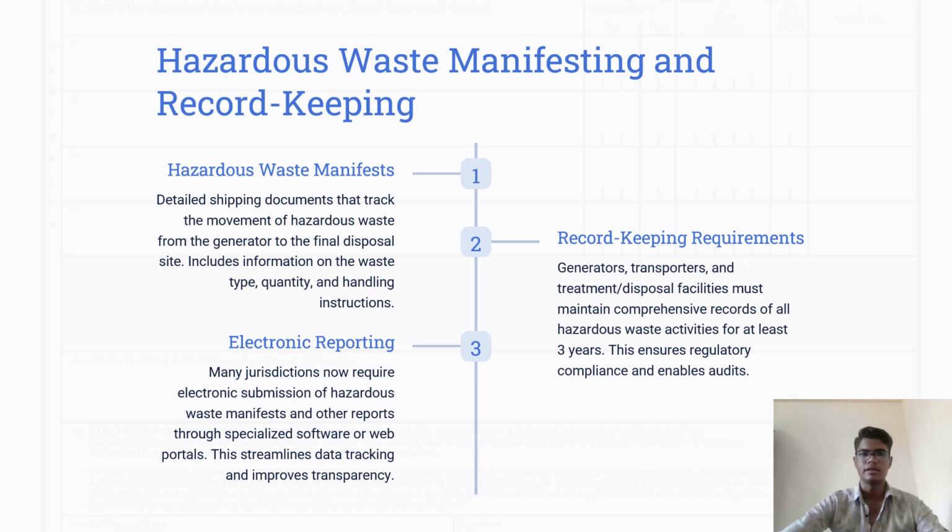Talking about hazardous waste manifesting and record keeping. Hazardous waste manifests are detailed shipping documents that track the movement of hazardous waste from the generator to the final disposal site and include information on the waste type, quantity, and handling instructions. Second, record keeping requirements. Generators, transporters, and treatment or disposal facilities must maintain comprehensive records of all hazardous waste activities for at least 3 years. This ensures regulatory compliance and enables audits. The third one is electronic reporting. Many jurisdictions now require electronic submission of hazardous waste manifests and other reports through specialized software or web portals. This streamlines data tracking and improves transparency.